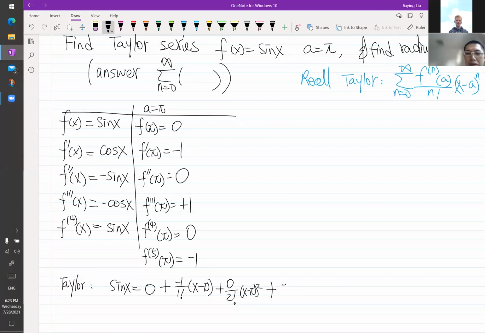The next term is +1 over 3 factorial times x minus pi cubed. And then the next term is 0 over 4 factorial, which I'm going to skip. And then the next term will be -1 over 5 factorial times x minus pi to the 5th power, and then it continues.